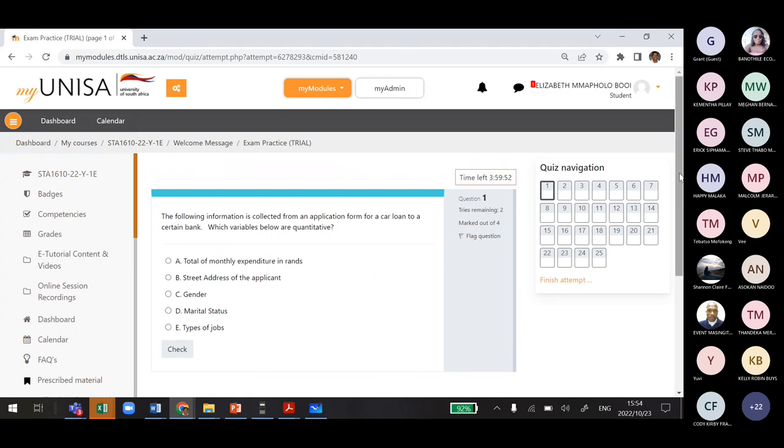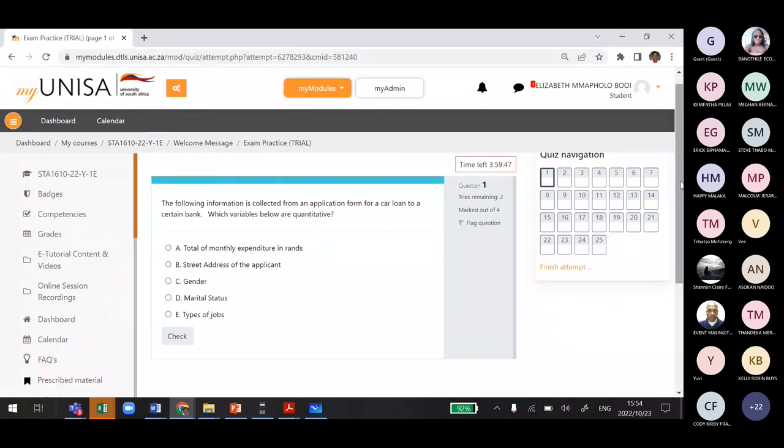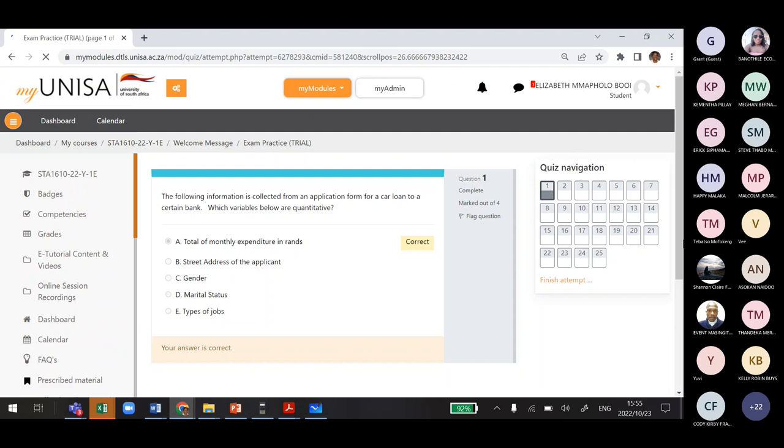The first question. The following information is collected from an application form for a car loan to a certain bank. Which variables below are quantitative? A is total monthly expenditure in rand, B street address of an applicant, C gender, D marital status, E types of job. Quantitative variables are those variables that you either can count or measure. Which one? A. Do we all agree? A is correct.